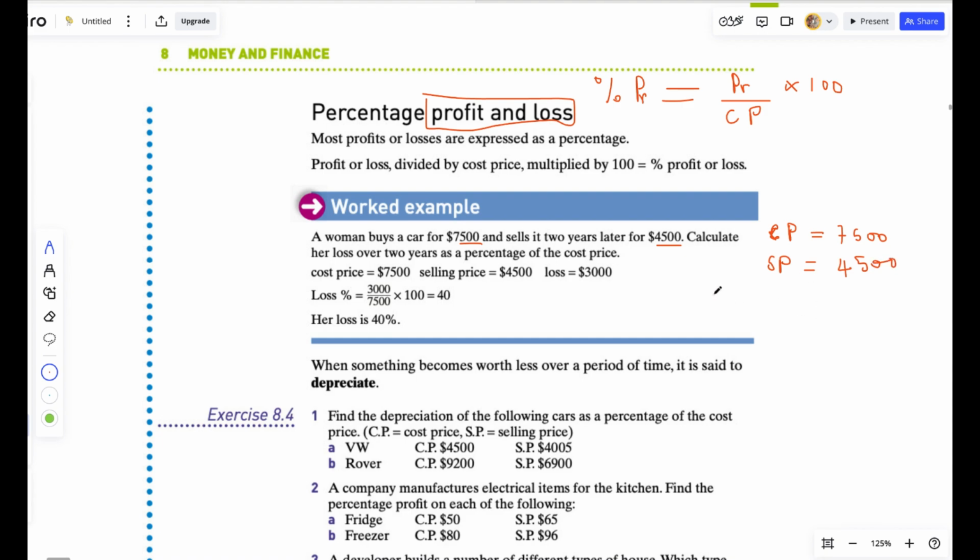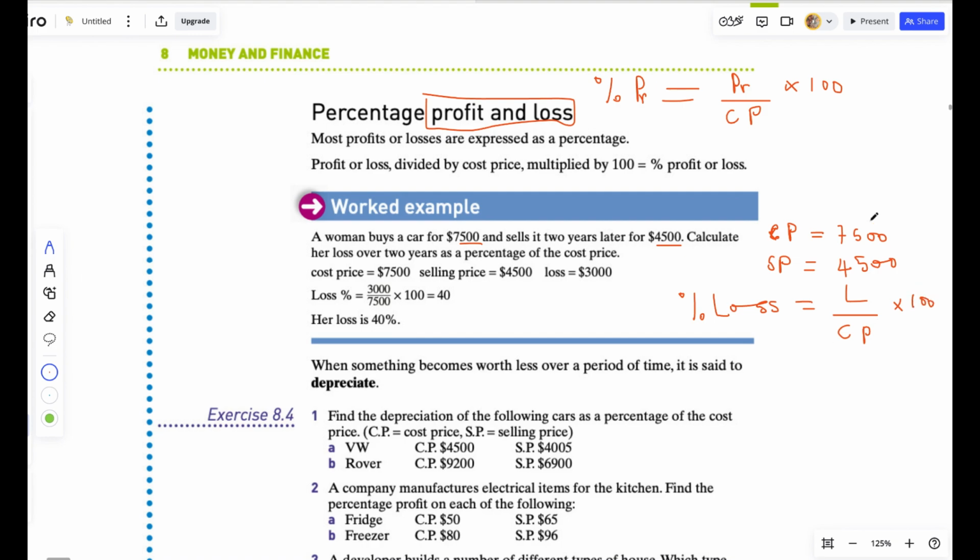Now, percentage loss is equal to the loss. So for loss, I'll just write L, okay? Loss over the cost price, how much she bought the car, times 100. Okay, this is the formula for calculating percentage loss.